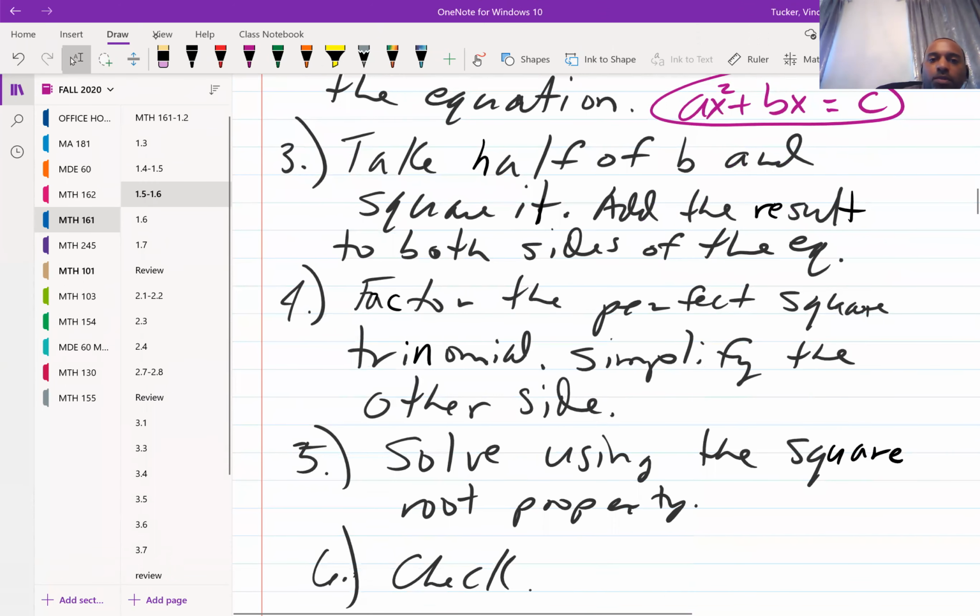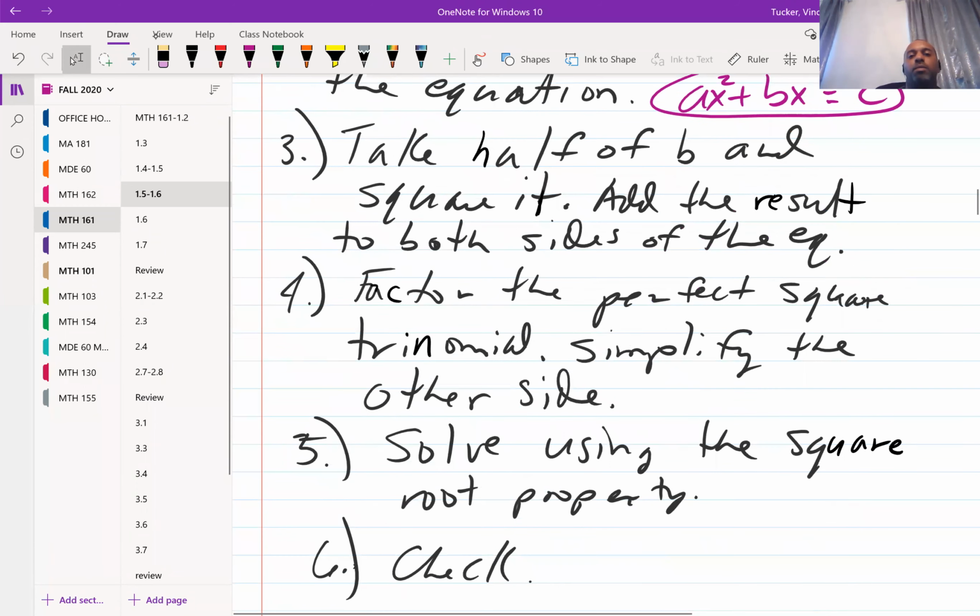And we're still on step 2. All right, so that's the end of these steps. So we said step 3 already. Step 4, factor the perfect square trinomial, simplify the other side. Then step 5, we're going to solve using the square root property. And then step 6, the final step in all of your processes, is to check.